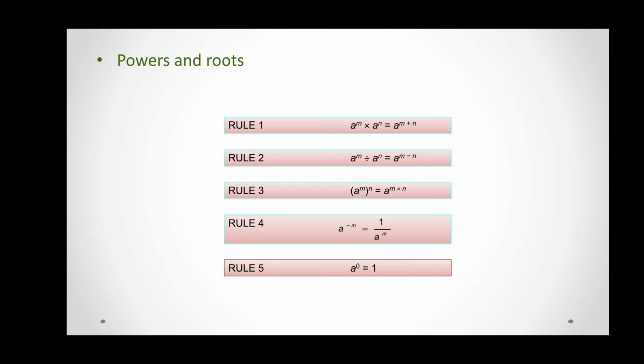Rule number 3, power of a power. a to the power m, to the power n, is equal to a to the power m into n. And rule number 4, if it is a minus power, a to the power minus m, you can write it as a plus power by taking the reciprocal, 1 over a to the power m. And a to the power 0 is equal to 1. So 0 power is always equal to 1.